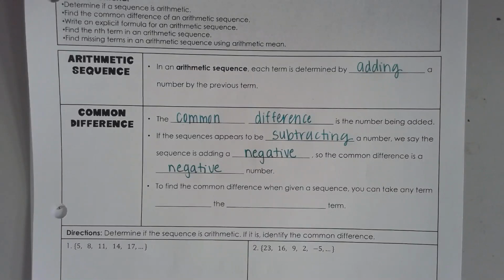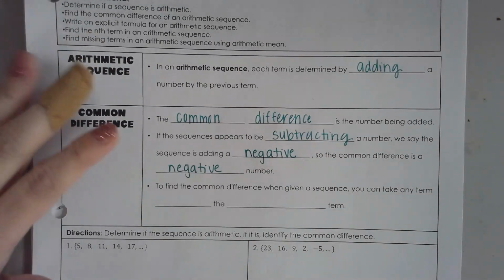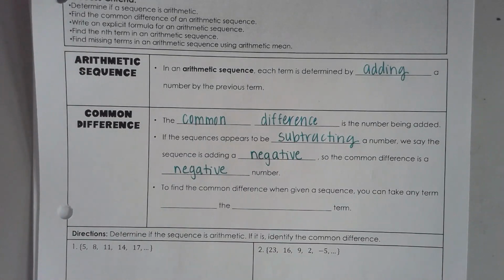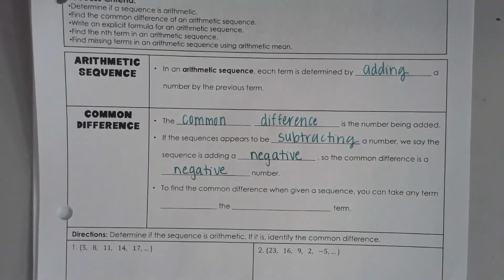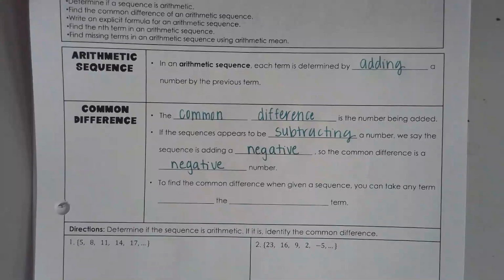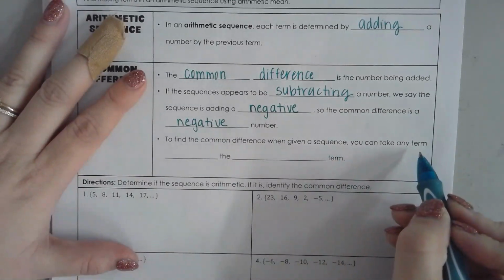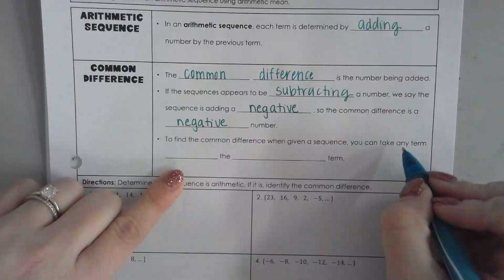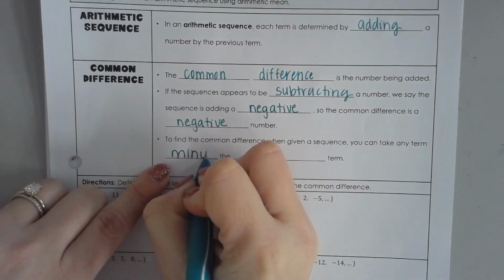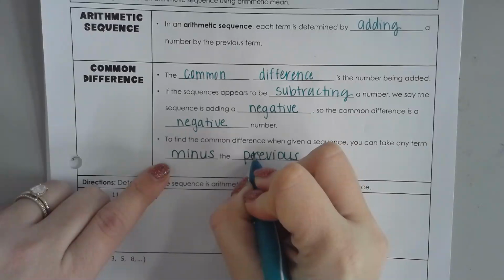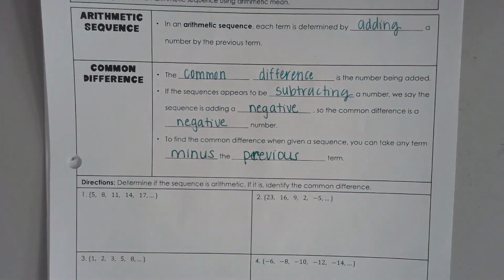To find the common difference when you're given a sequence, sometimes you can just tell by looking, see, okay, it's going up by 1 or 2. Sometimes the numbers might not be as nice, or the common difference might be something like 23 that you may not see right away. So you can take any term minus the previous term. If you can't tell from one to the next what's happening, take any term and subtract the one before it, and it will give you the common difference.